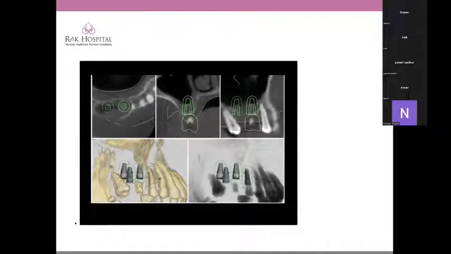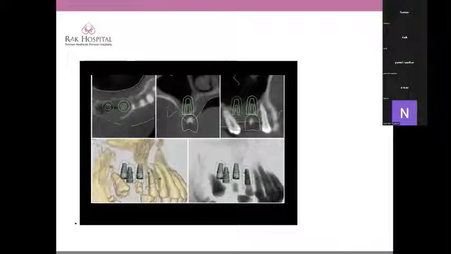When you have a definitive plan, you can explain to the patient that there is an anatomical issue, there is some bone deficiency issue. So it's easy for us to make the patient understand why we are doing adjuvant procedures, because the patient does not have bone.